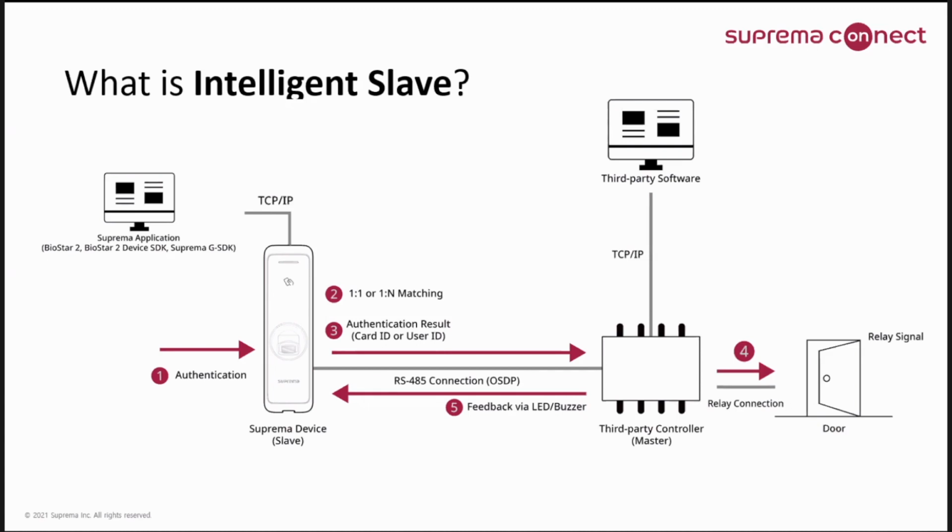Step 4. Based on this result, the third-party solution will operate the door for authentication success. Step 5. The third-party device sends feedback to the Suprema device so that the Suprema device can operate the LED or buzzer. This is the basic entire process.